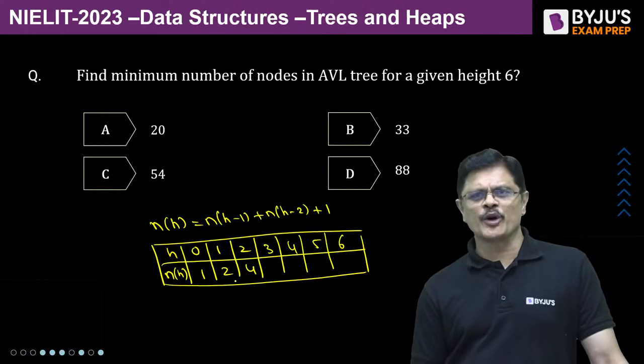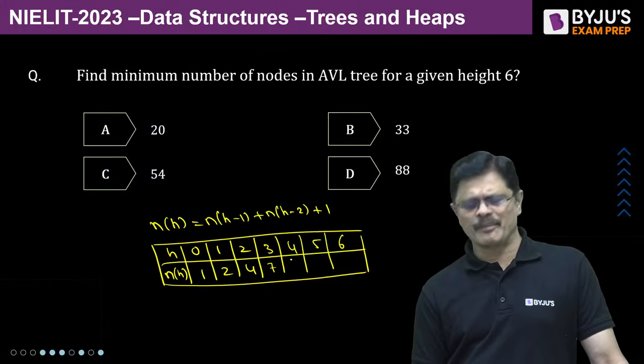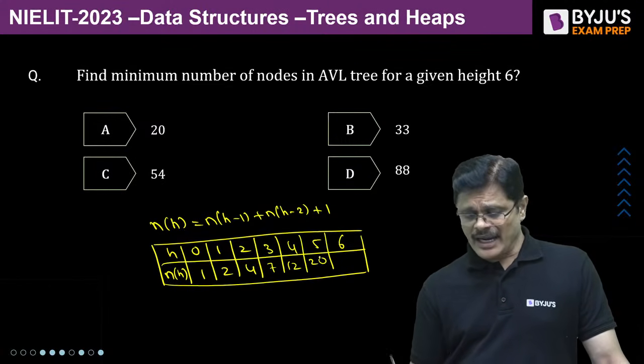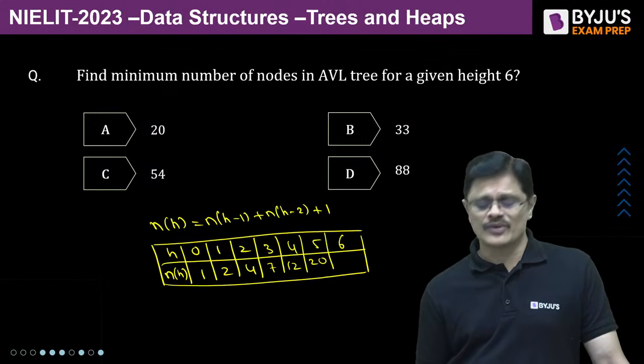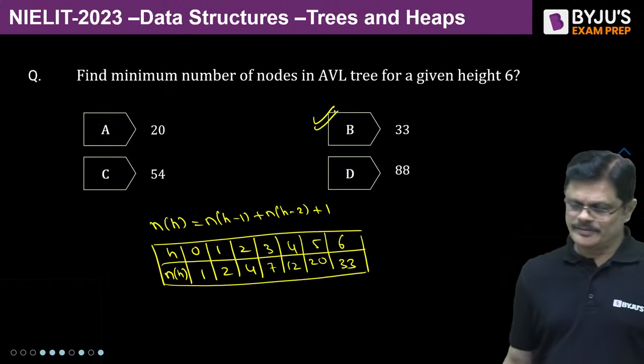Previous two values means 4 plus 2, 6 plus 1, that is 7. Previous two, 7 plus 4, 11 plus 1, 12. Previous two, 12 plus 7, 19 plus 1, 20. And 20 plus 12, 32 plus 1, that is 33. So the answer for this is 33.